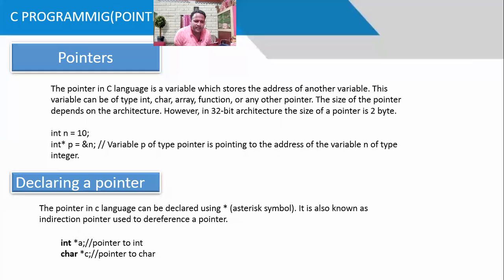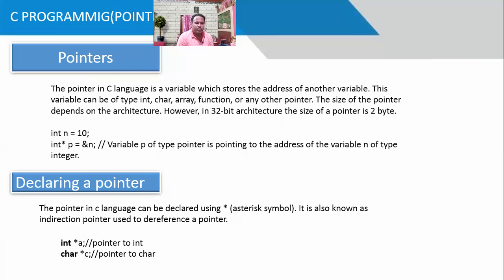A pointer in C language is a variable which stores the address of another variable. This variable can be of any type. It may be an integer type, a character type, or other pointers. Now if you define int n = 10, then p = &n. Ampersand n means it contains the address of the variable and stores it in p.